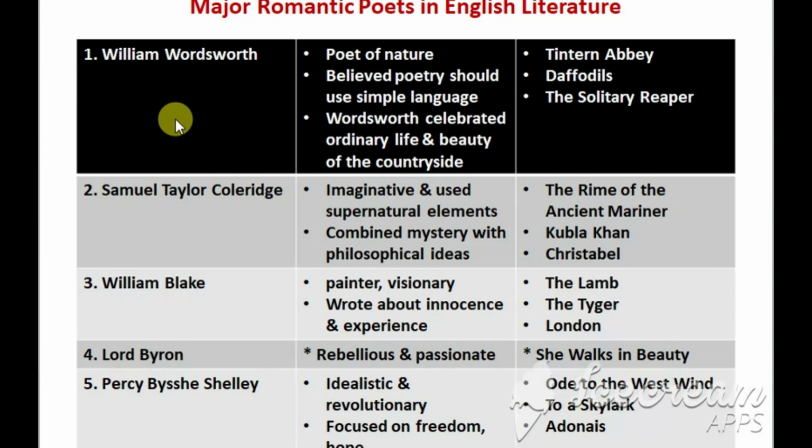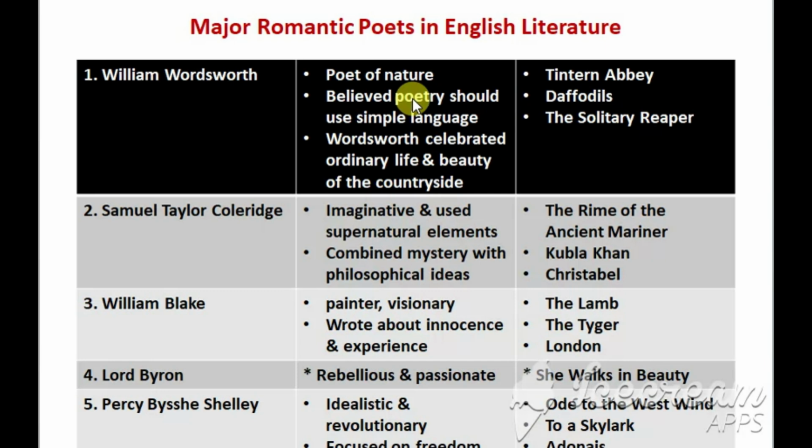Now, William Wordsworth was a poet of nature and he believed that poetry should use simple language. Wordsworth basically focused on ordinary life and he wrote poems based on rural life and the beauty of the countryside. Examples are Tintern Abbey, then we have Daffodils, and then The Solitary Reaper. These are three examples. He wrote a whole number of poems.